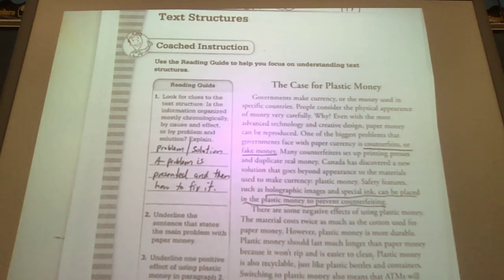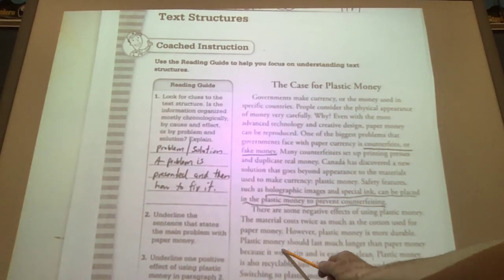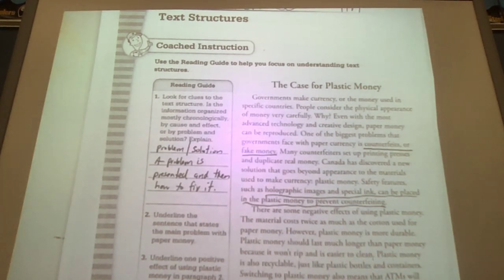Question 2 and 3 say to underline the sentence that states the main problem with paper money. All right, well, the main problem with paper money is it can be reproduced, or fake money is made, or counterfeiting. At the bottom, it says underline one positive effect of using plastic money in paragraph number 2. Well, I did not do that, but we can do that together. So we want to look for something positive. Well, I see one right away, and it's right here. Plastic money should last much longer than paper money because it won't rip and it's easier to clean. That would be a positive effect.